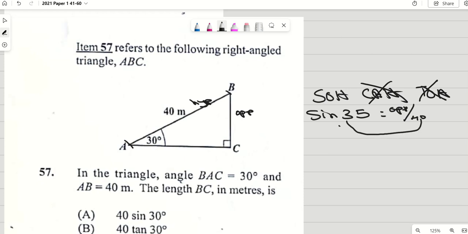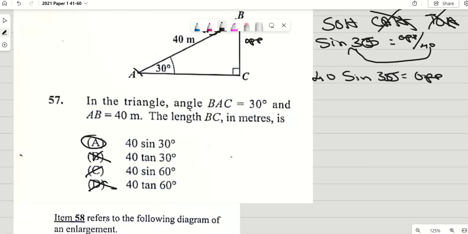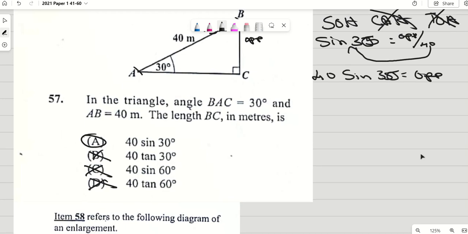We carry across, divide by 40, it's going to turn to multiply by 40. That's 40 sine 35 is equal to your opposite. So your opposite, which is BC, right? This is what is equal to 40 sine 35. I said 35, but it's 30, okay guys? 30. Right? 40 sine 30. 40 sine 30, that is A. It would not be tangent. And it would not be 40 sine 60. I don't even know where to get 60 from. So you know, it would not be C either. Right? So your answer is A.